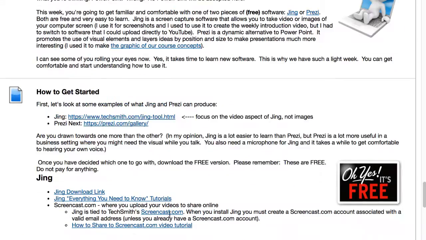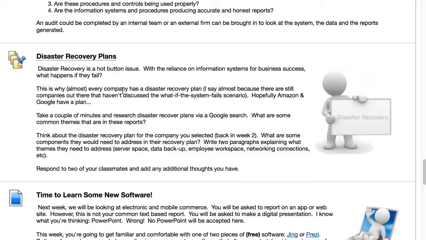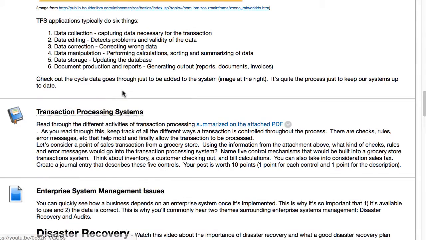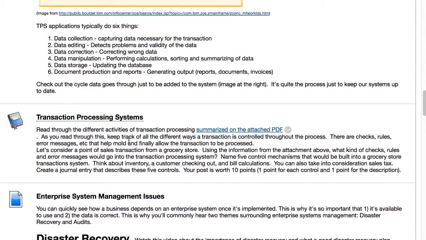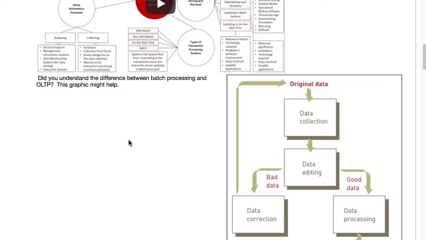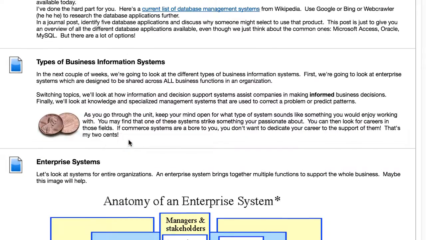Jump in here early, get those quick posts about the disaster recovery done, get that transaction processing journal post done, and then you can work on just learning and becoming more comfortable with that software throughout the week.